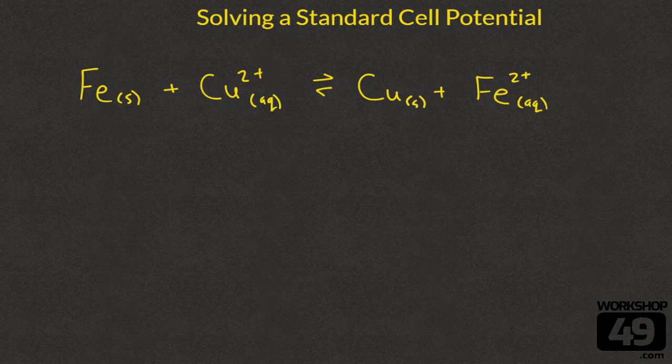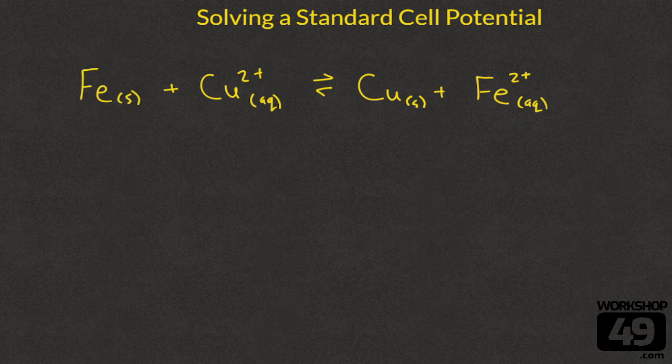Hey everyone, today we are going to be solving a standard cell potential, and that is to say we are going to be solving the potential voltage that could be generated from this chemical reaction. So we've been given a balanced chemical equation of iron solid and copper 2+ aqueous solution, in a reversible reaction with copper solid and iron 2+ aqueous solution.